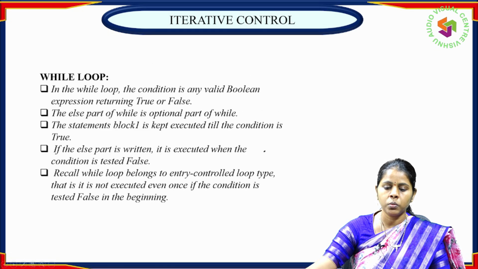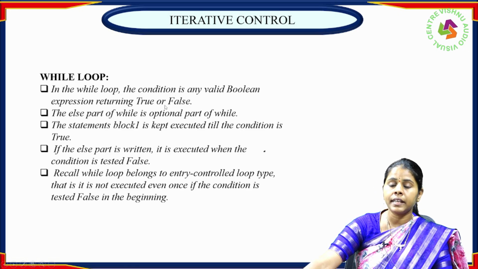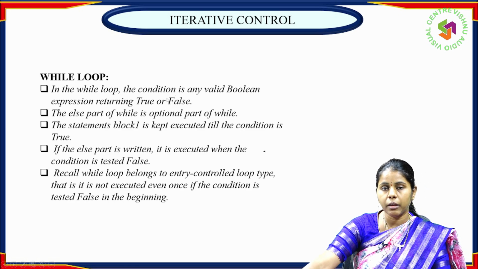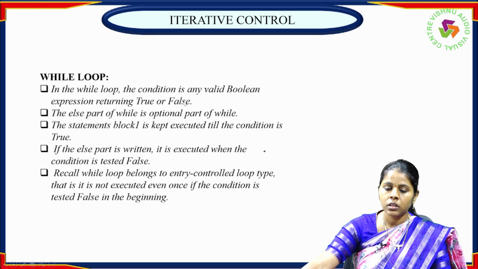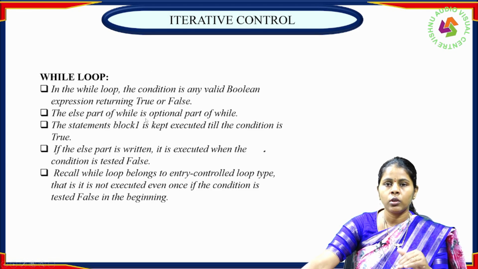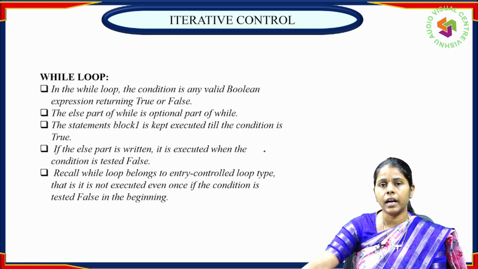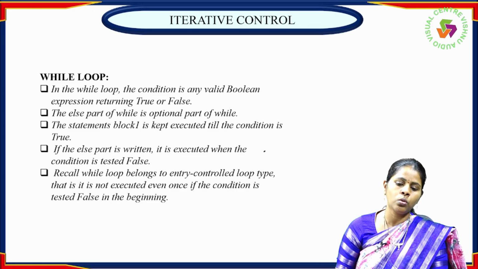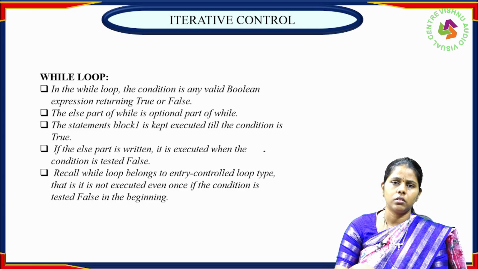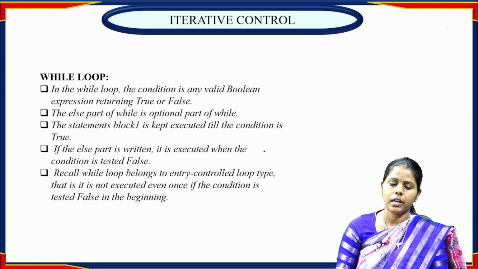So the while loop is also called an entry control loop. Why? Because on entering the while loop, we check the condition. If that condition is true, then it will go into the while block. Otherwise, it won't go into the while block, so it will come out of the while loop.